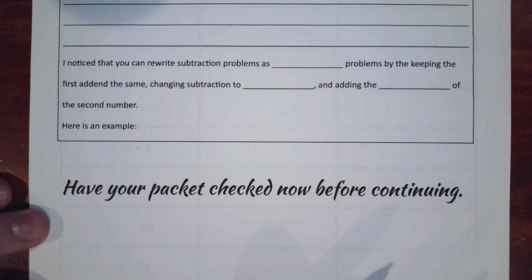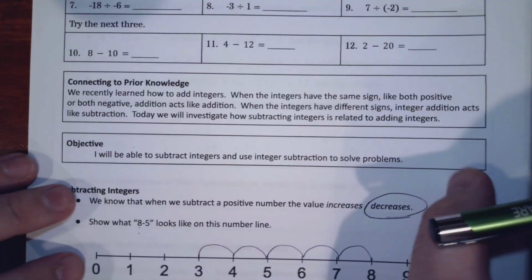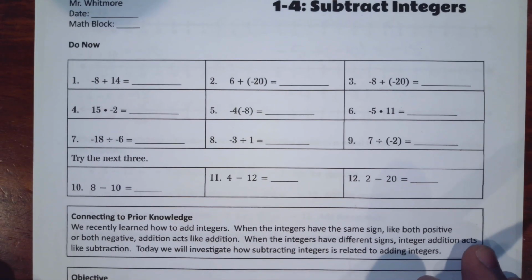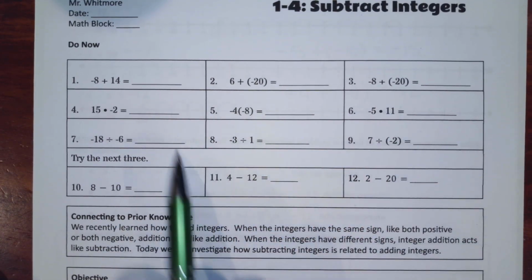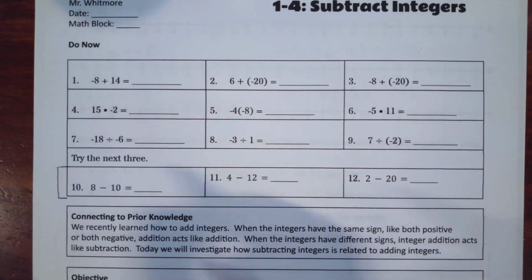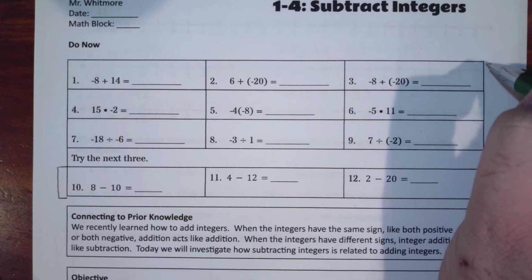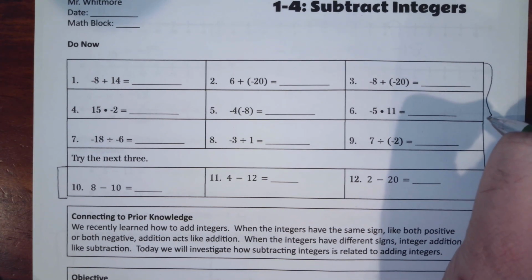You're going to have your packet checked before you continue. So here's a reminder of what you need to have checked off. You bring your packet to me. The do now needs to be finished. We're not worrying about 10, 11, and 12. If you get them wrong, nothing happens. But we should be getting 1 through 9 correct.